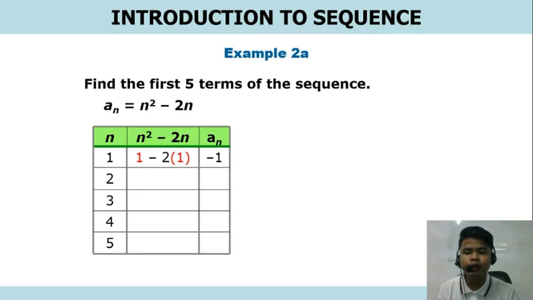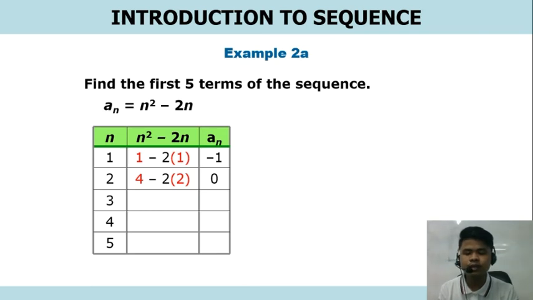If you want to find the second term, you just need to substitute 2 for n. It will become 2 squared minus 2 times 2. Bakit 4 dito? It is because 2 squared is equal to 4. Minus 2 times 2, which is equal to 4. 4 minus 4 is equal to 0. Therefore, the second term is equal to 0.